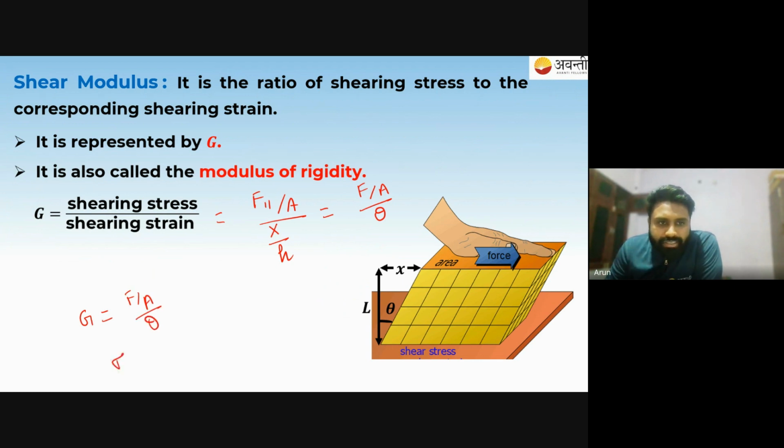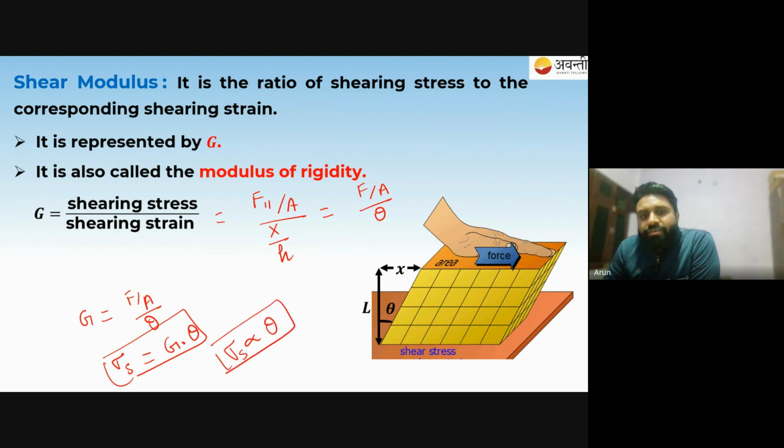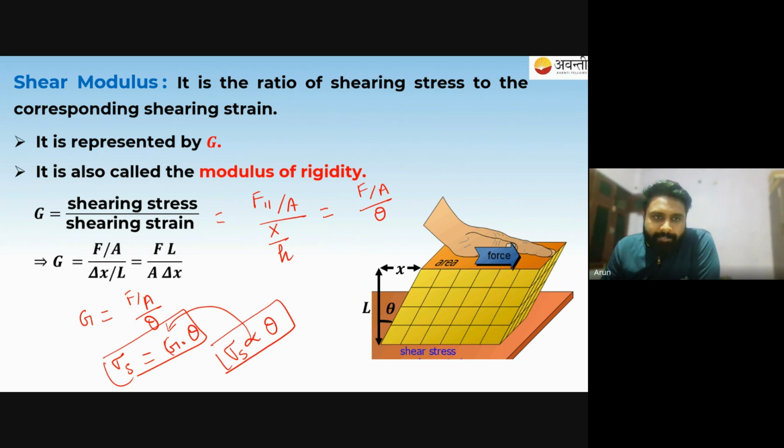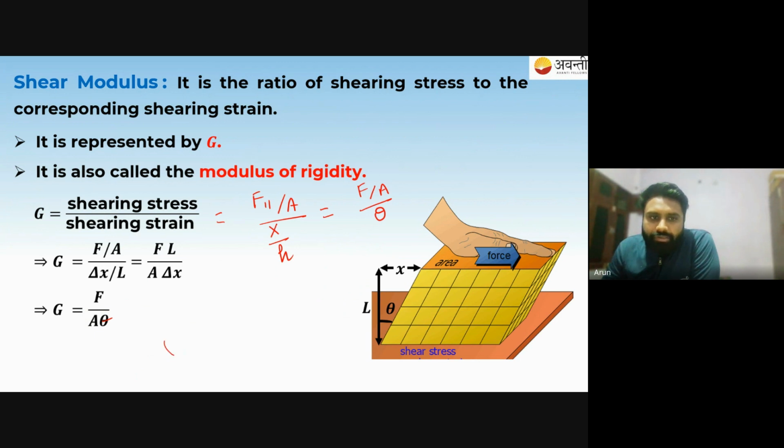F upon A is nothing but shear stress. So sigma S is equal to G into theta. You can see here that Hooke's law is valid, which tells us that stress is directly proportional to strain. So in this case, shear stress is directly proportional to shear strain, and this proportionality constant is nothing but G, which is the shear modulus of elasticity or modulus of rigidity. So you can see F upon A upon delta X over L. You can replace this with all the things I have told you.